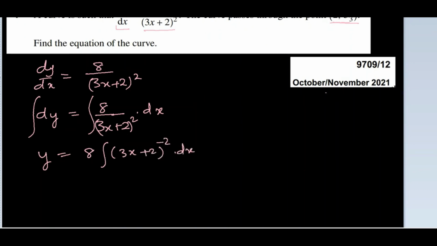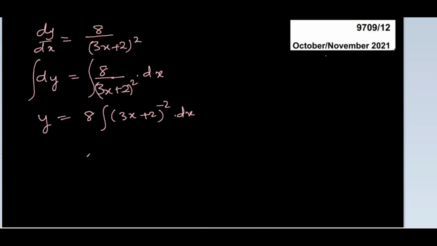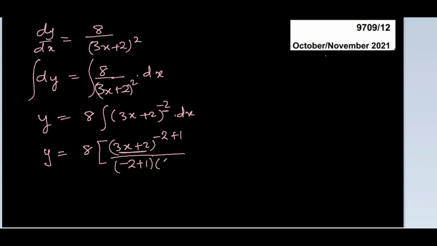Okay, so to integrate this one, I will add 1 to this minus 2, so it will become 8 and 3x plus 2 to the power minus 2 plus 1 divided by minus 2 plus 1, and further we have to divide it by the differentiation of 3x plus 2, which is 3. Alright, so we can write this is minus 1, correct? So this becomes minus 1 times 3, minus 3.